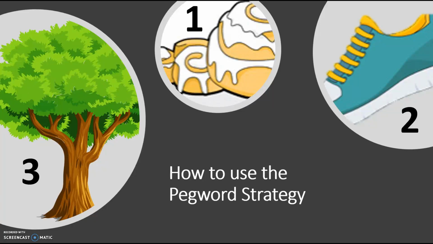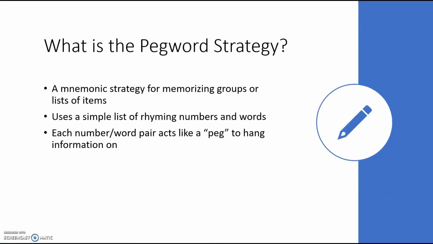So I'm going to be talking about the Pegword strategy. So what is the Pegword strategy? The Pegword strategy is a mnemonic strategy for memorizing groups or lists of items. It uses a simple list of rhyming numbers and words, and each number-word pair acts like a peg to hang the information on. So before we can practice using the Pegword strategy, first we have to learn our list of numbers and words. So pay attention, here we go.